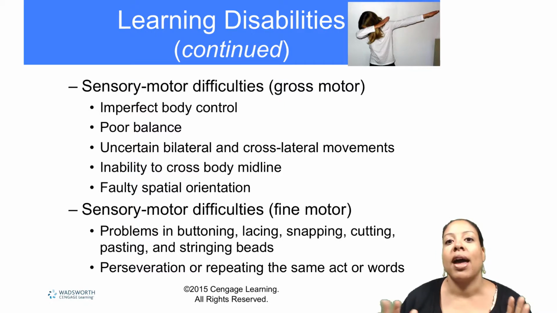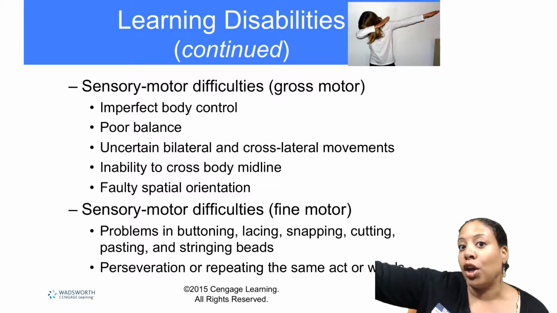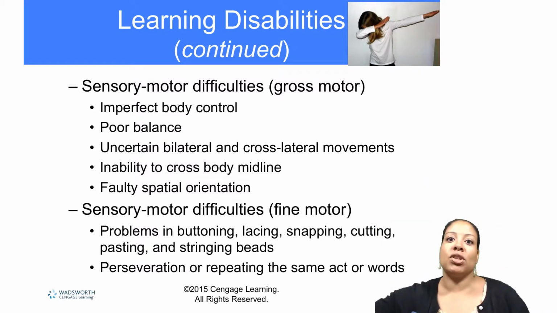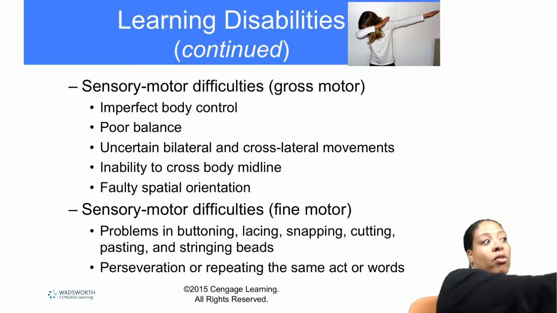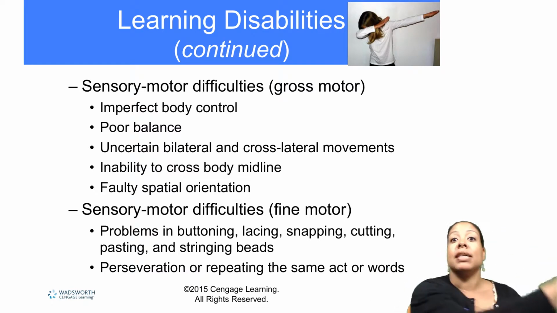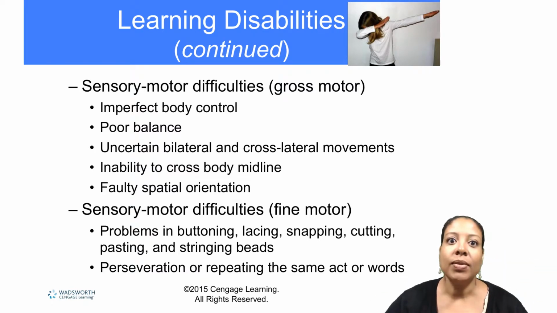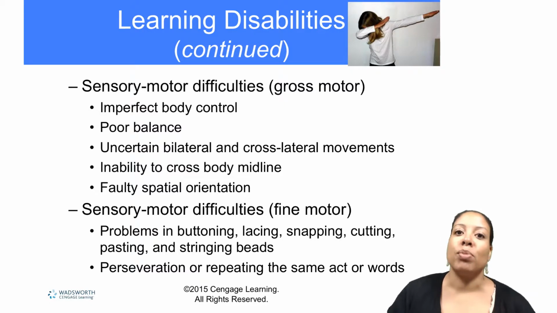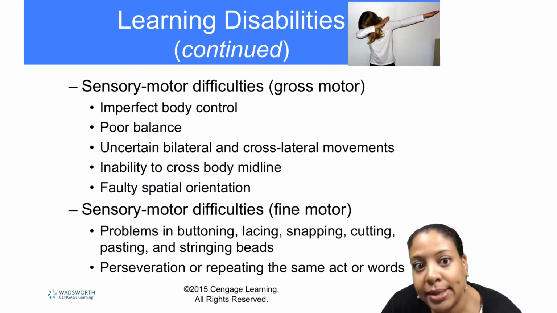So when you have an infant or a toddler grabbing something, they often are grabbing out to the side, so lateral. But if we get them to grab something with this hand crossing over to grab it over here, that's crossing midline. And so that's a skill that needs to be developed. So inability to cross body midline would be an example of sensory motor difficulties. And then also we have faulty spatial orientation.